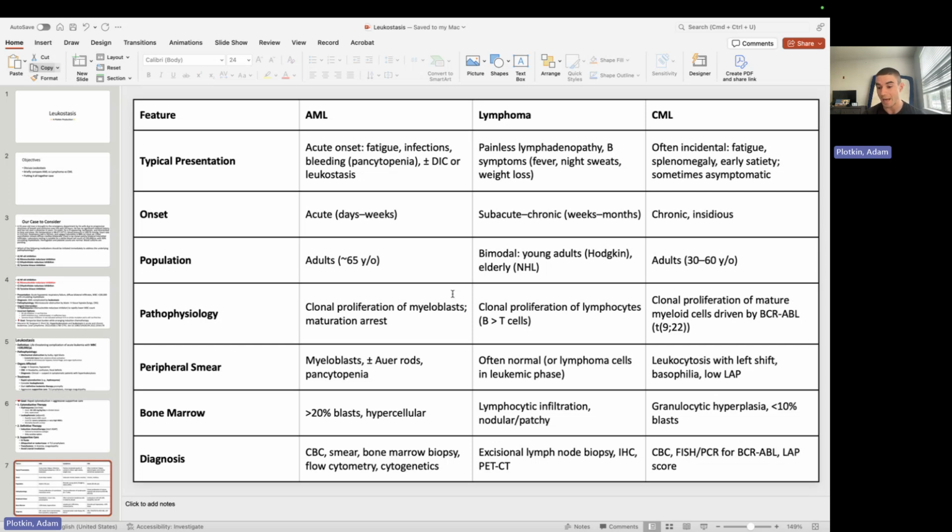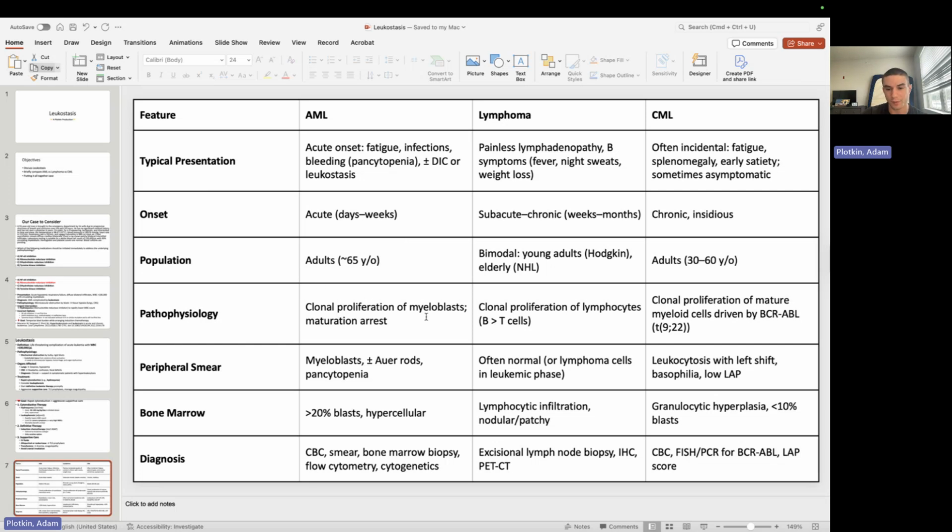And then there is a subtype of AML, APML, acute promyelocytic leukemia, that is associated with DIC. I talked about that in one of my previous lectures, and I'll probably talk about it again when we do our other hematological cancer lecture. So the onset is really quick in AML, days to weeks. We usually see it in older adults, usually around 65.